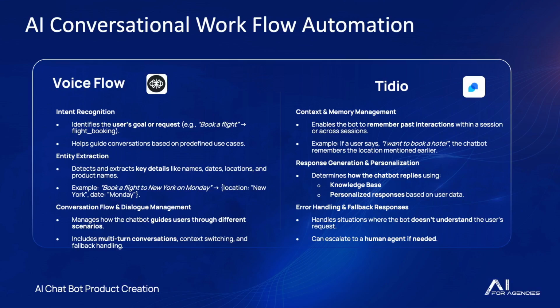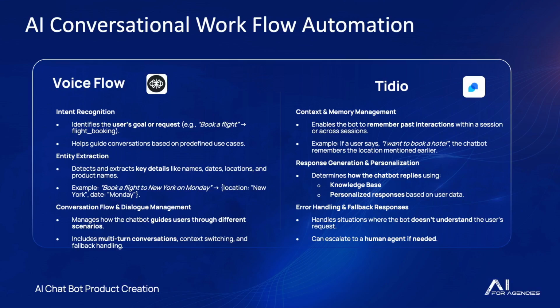We have context and memory management, which enables the bot to remember past interactions within a session or across sessions. Example: I want to book a hotel. The chatbot will remember the location mentioned earlier. In VoiceFlow it's called VF memory. As you're talking to someone, you remember what they said earlier, and your chatbot has to do this as well.